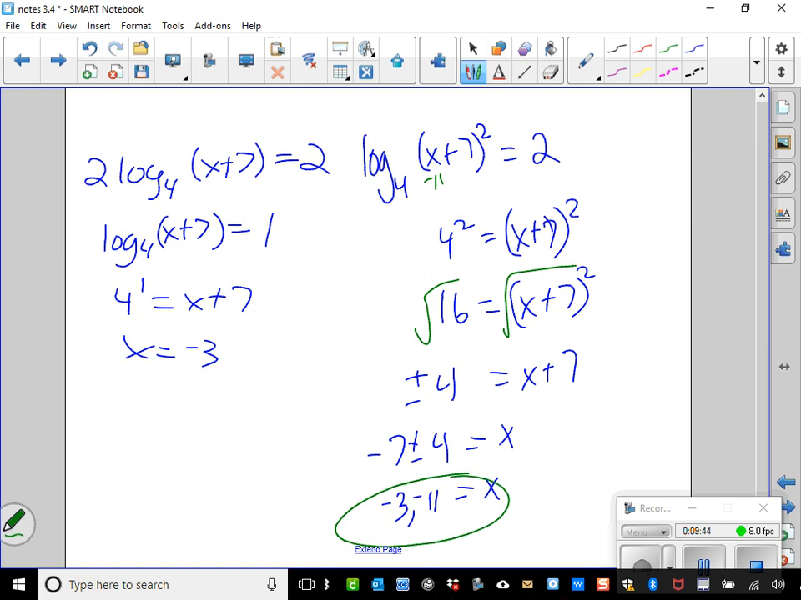Like if you graph this equation, these 2 and that equation, they cross like twice. They cross once here and once there. They cross twice, and so there's 2 answers. So you just have to be careful. If it's an even number, don't touch it. Okay. All right.